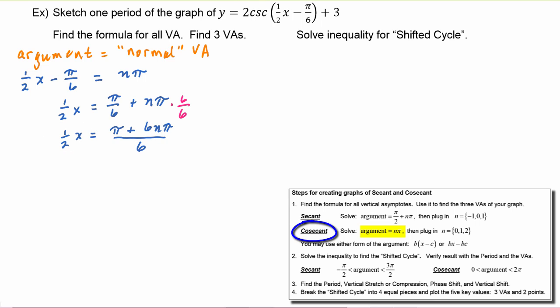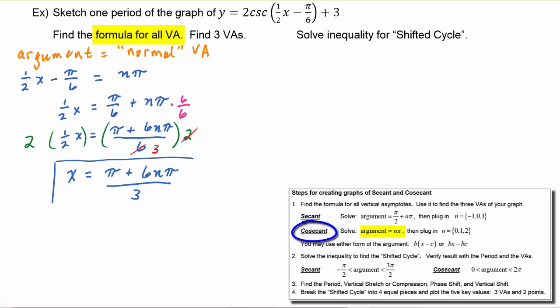To get the x by itself, we need to multiply both sides times 2. So we'll take the left-hand side times 2, which means we'll need to take the right-hand side times 2. And we'll have x is equal to, well, this 2 and this 6 will cancel. We know that 2 goes into 6 3 times. So we're going to get that x is equal to pi plus 6n pi over 3. And that's our formula for all the vertical asymptotes.